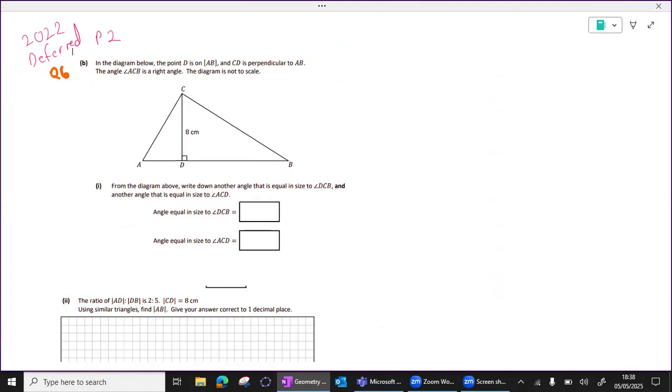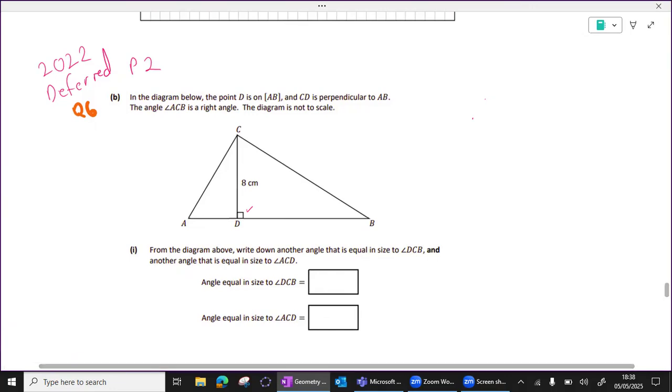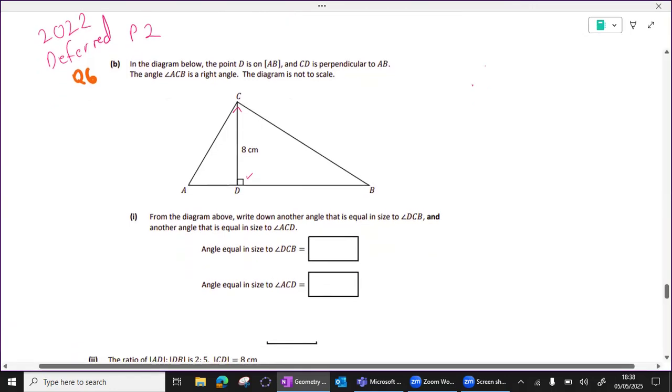perpendicular to AB. So even the mention there that it's perpendicular explains our right angle down here. So the angle ACB is a right angle. So we're told this is a right angle here. The diagram is not to scale. That means you can't measure it with a protractor or anything like that, set square.